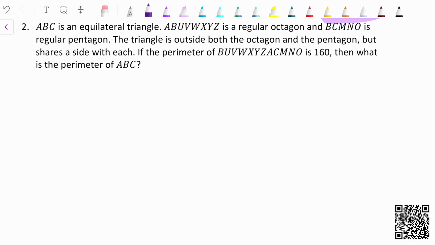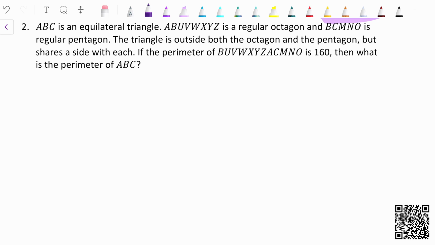ABC is an equilateral triangle. ABUVWXYZ is a regular octagon, and BCMNO is a regular pentagon. The triangle is outside both the octagon and the pentagon, but shares a side with each. If the perimeter of BUVWXYZACMNO is 160, then what is the perimeter of ABC?